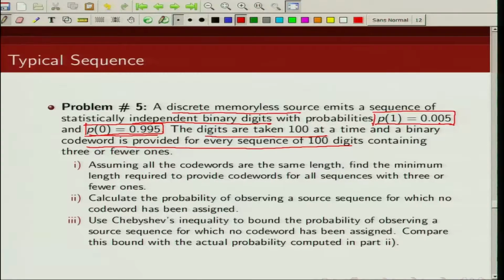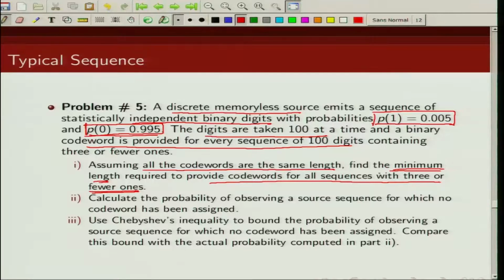We are taking 100 bits at a time and we are assigning a code word. Now assuming all code words are of the same length, find the minimum length required to provide code words for all sequences containing 3 or fewer ones. So clearly you can see that the most typical sequences which come out of this source are going to be the ones which contain mostly zeros. So we are providing code words to all sequences which have 3 or fewer ones.